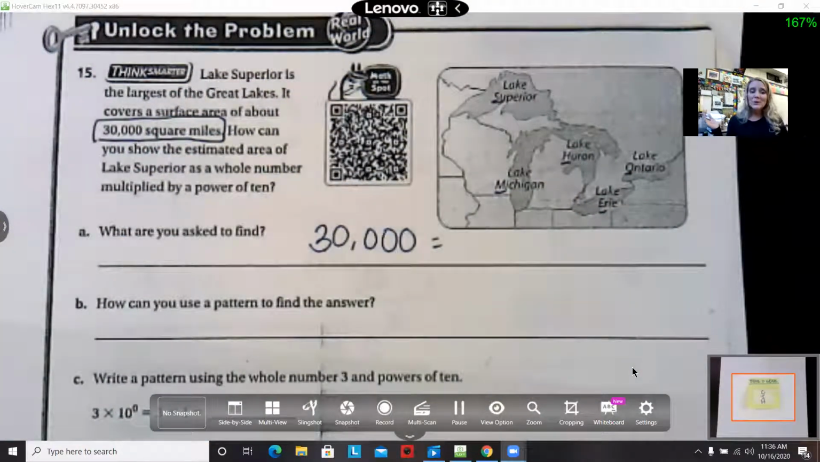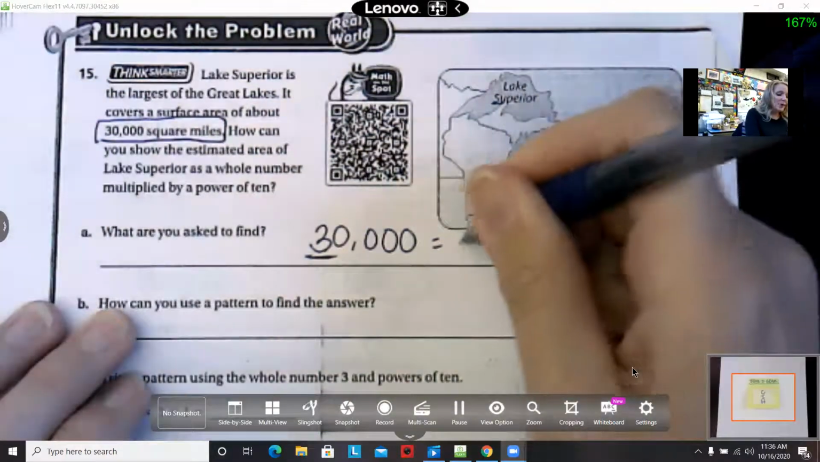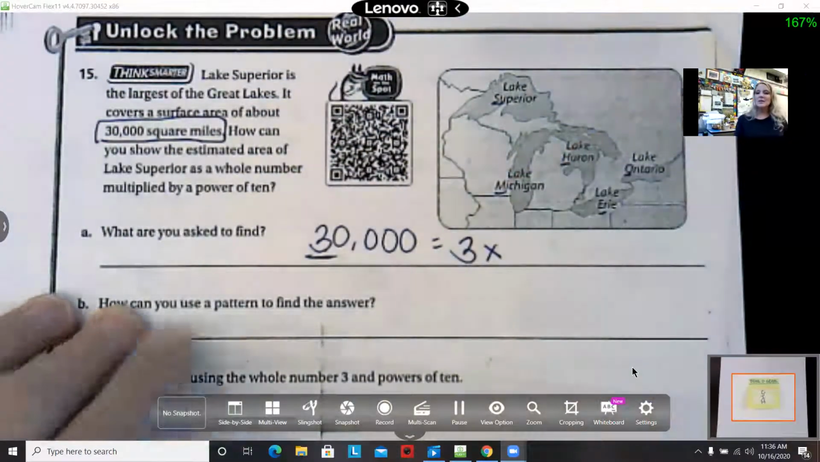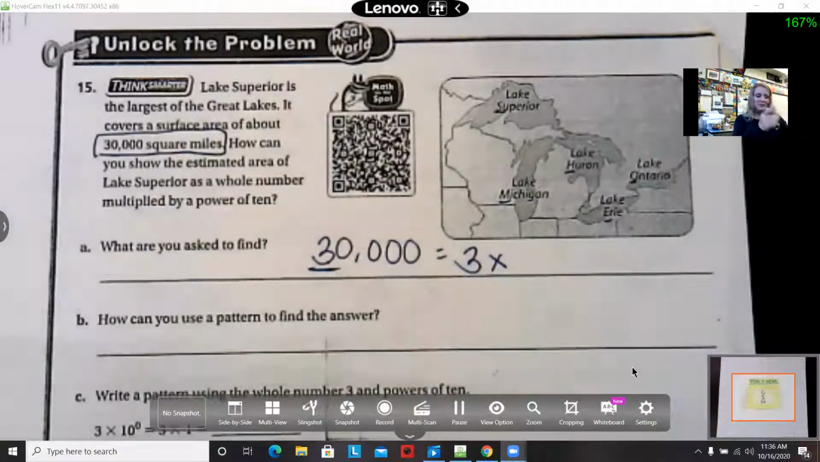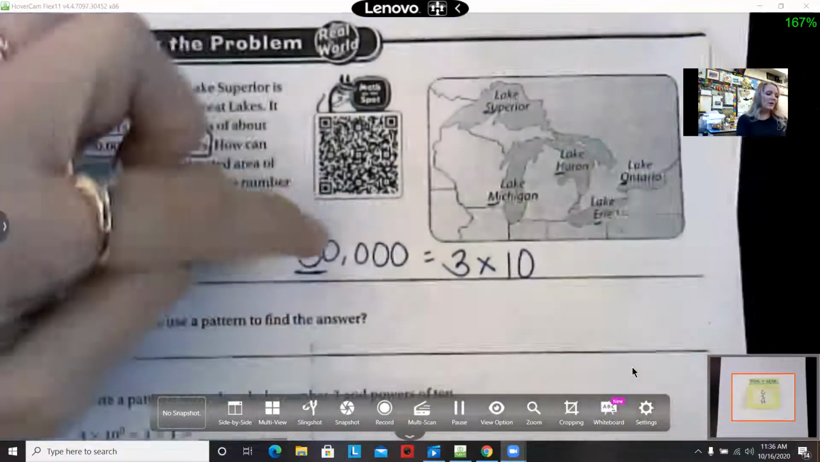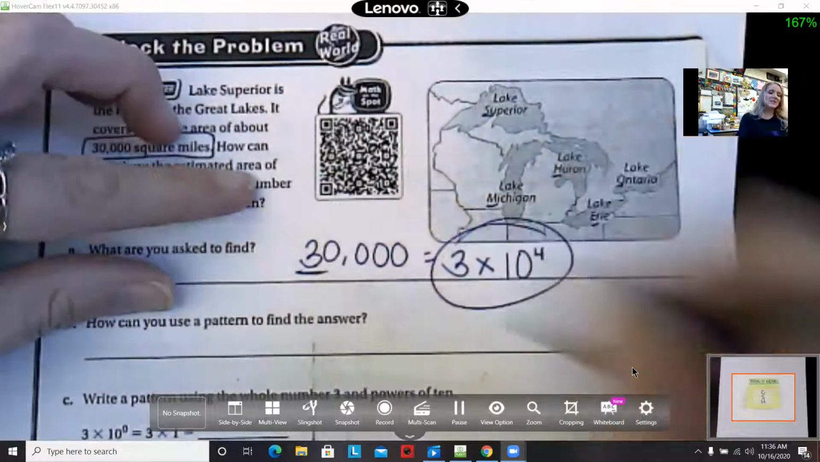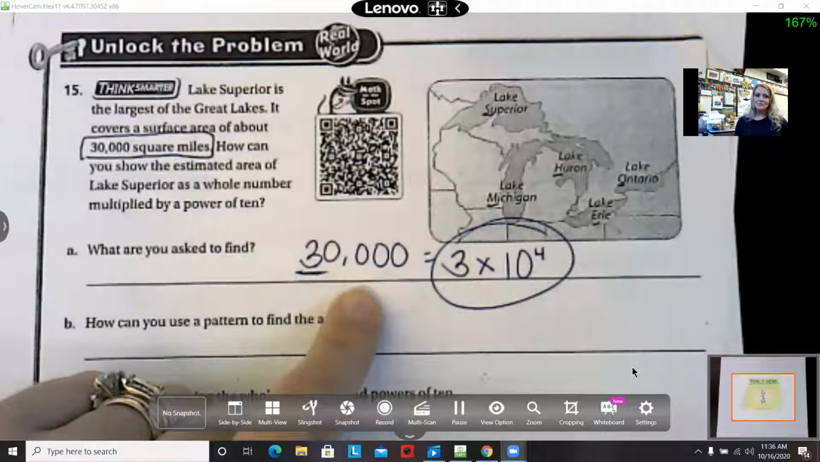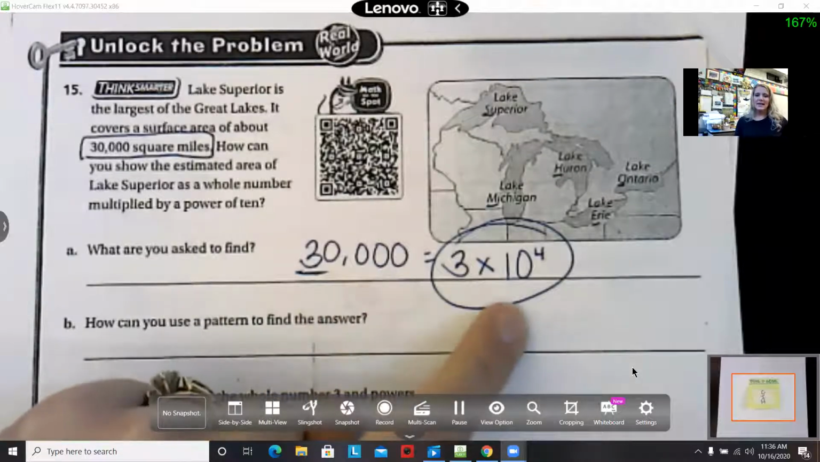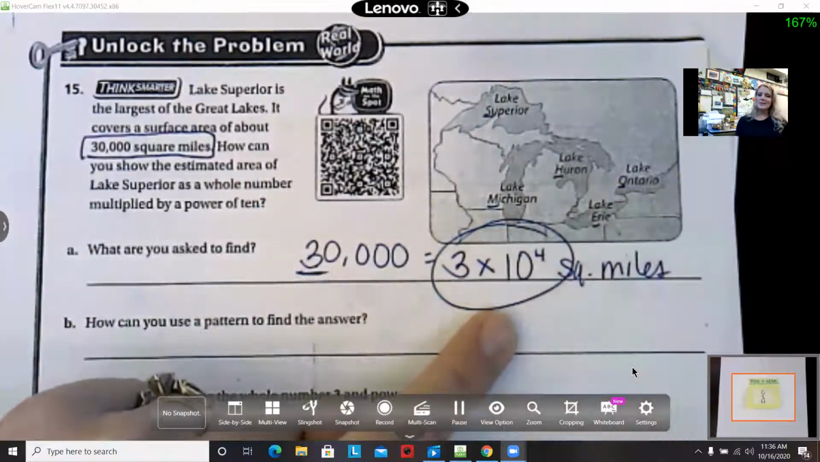So let's look there. What number do you see there besides all the zeros? The whole number 3. So that's what we need to copy down. 3 times. Okay, now all the rest are all zeros. So it's going to be the powers of 10, because that's our place value system, 10 to the what power? How many zeros do you see here? 4. So it's 3 times 10 to the 4th power. And that is how we write Lake Superior's square miles as a power of 10. So it would be 3 times 10 to the 4th square miles.